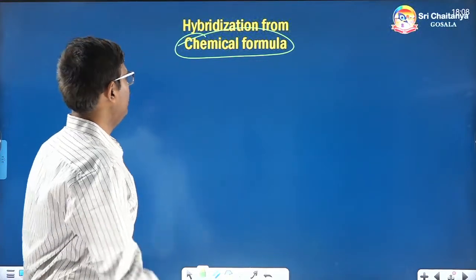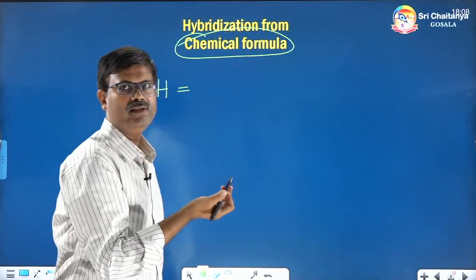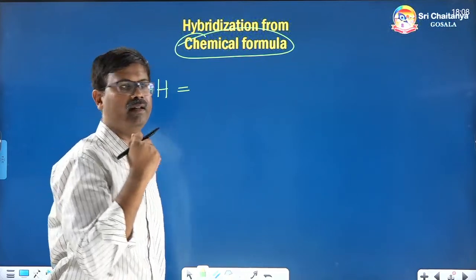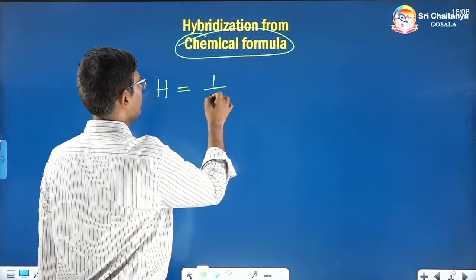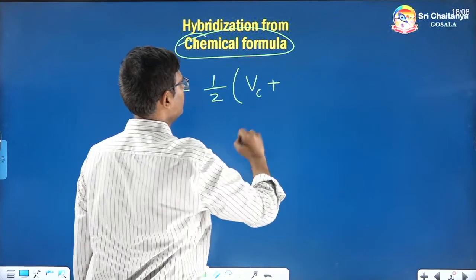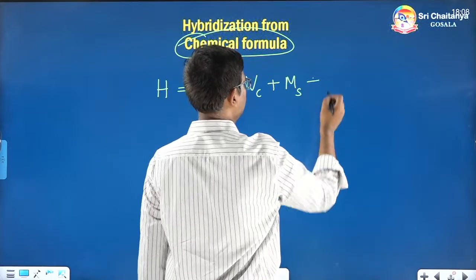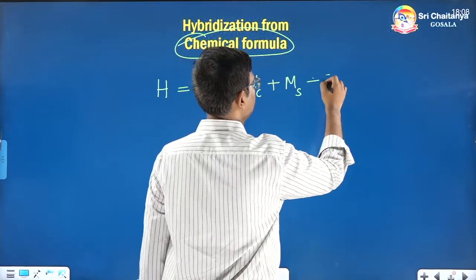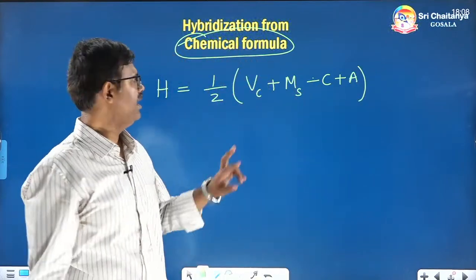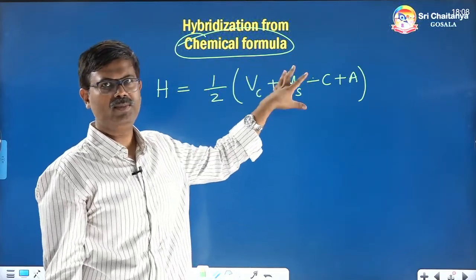Now, see here H. How to find H, because if you know the H value, we can find the hybridization. If H is 4, sp3; if H is 5, sp3d, like that. Now how to find this? Remember this formula, half of... Here, if the H value is 2, you will get sp, and 3 gives sp2, likewise.